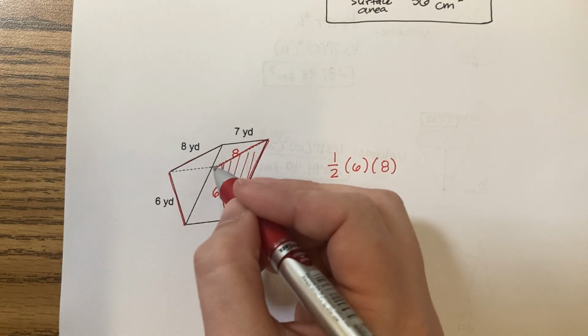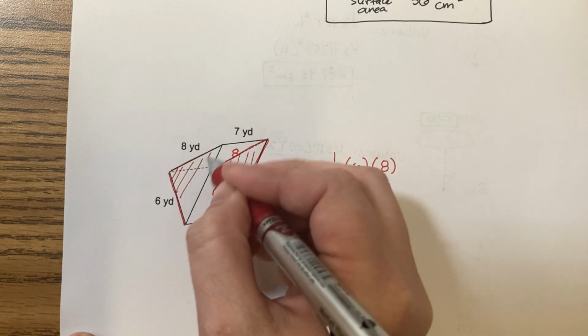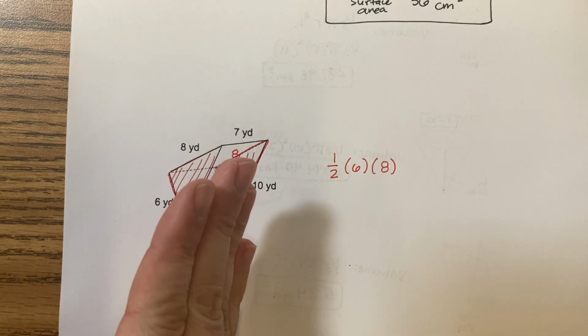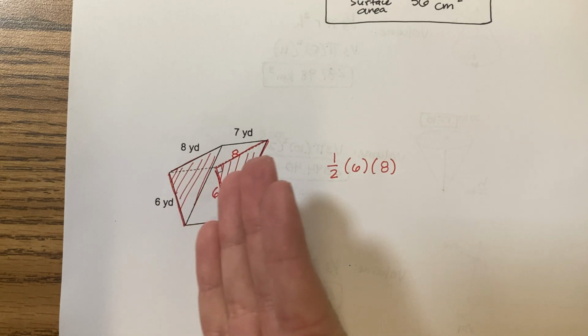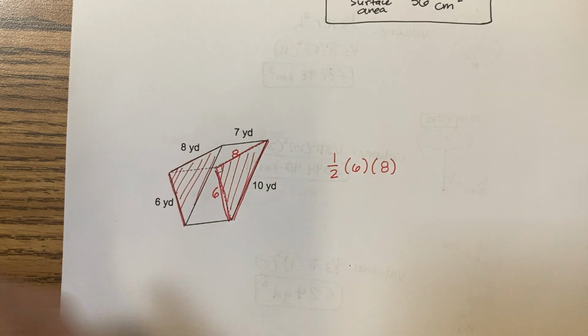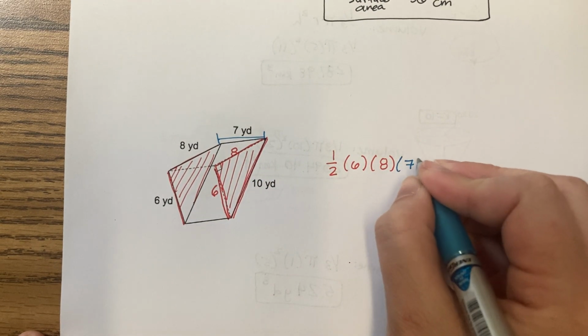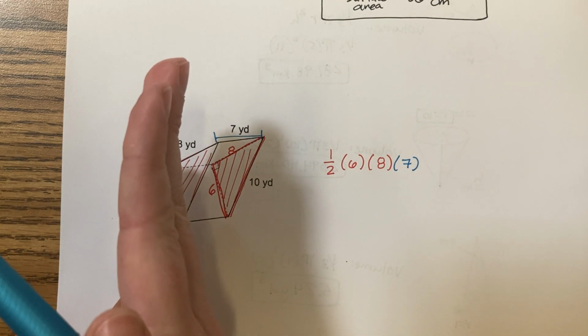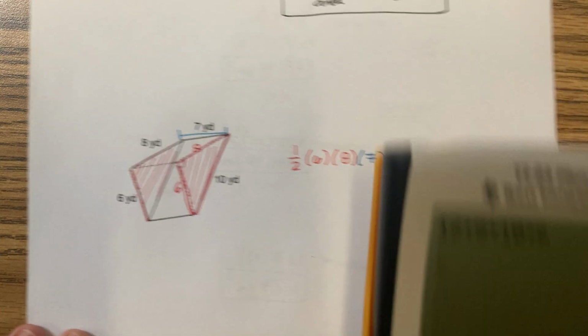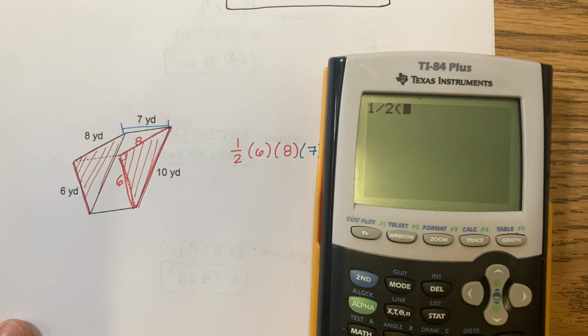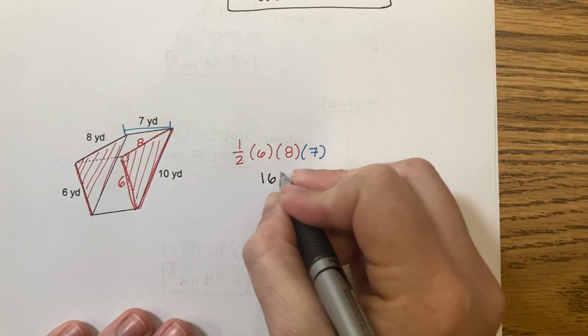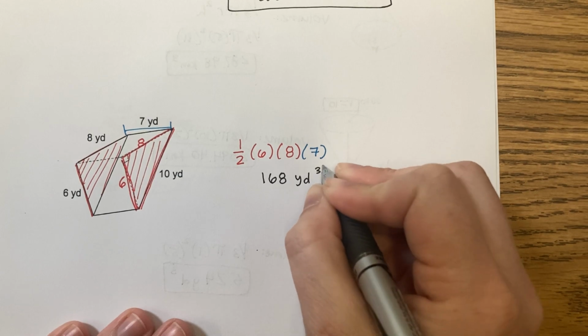If I move this triangle to try and hit it against this other side, it has to move a total distance of 7 yards. So I have to times it by 7 in order to fill the volume of the shape. 1 half 6 times 8 is the area, and then to create the volume, I times it by that height that it has to move. So my volume would be 168 yards cubed.